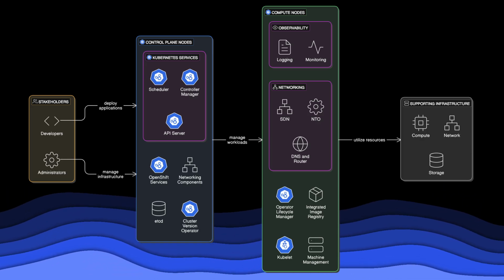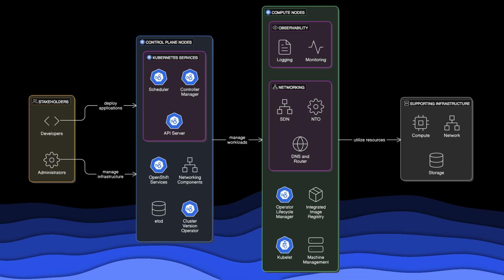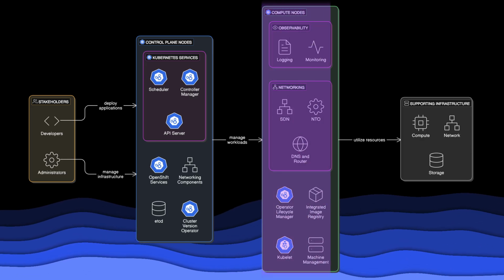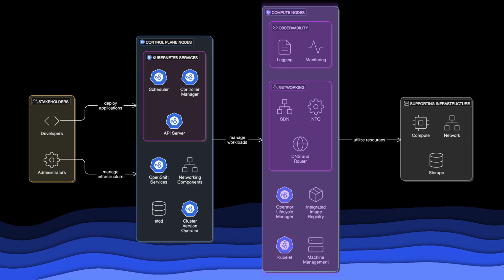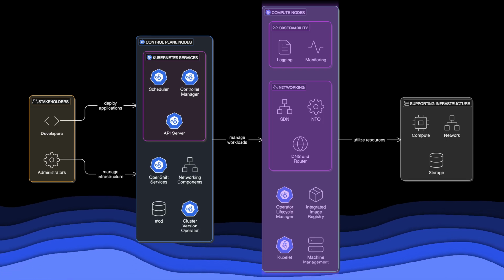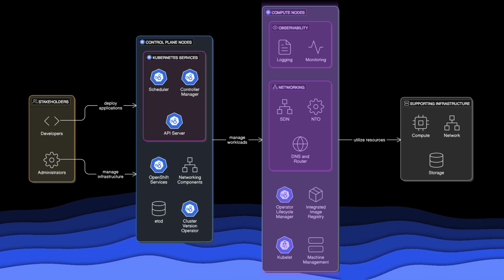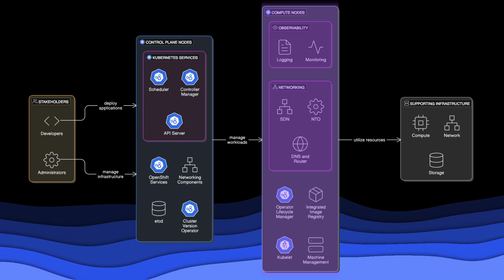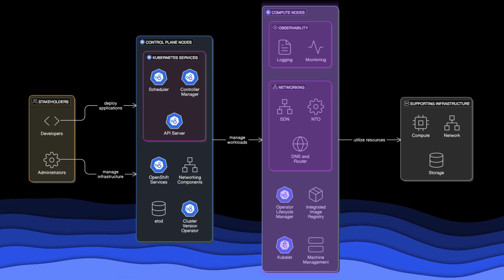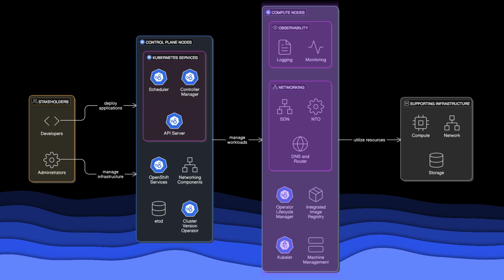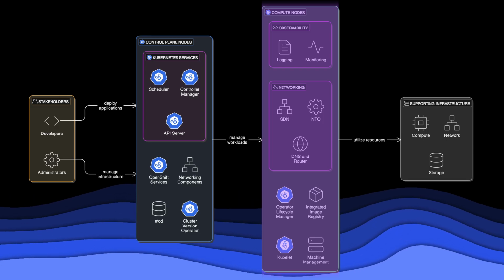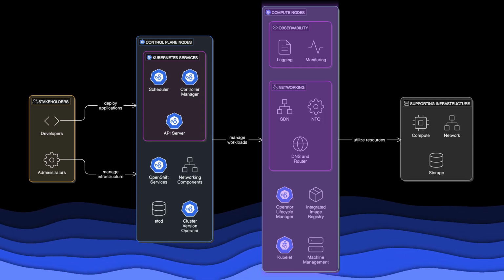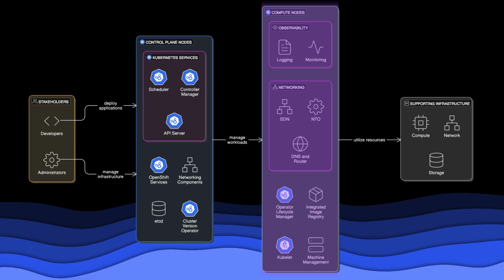Then I'm also seeing we have compute nodes. That's where the action happens. The control plane is making all the decisions, and the compute nodes are actually running the workloads. This is where the pods and the containers are running. You'll have multiple compute nodes in a cluster, and they're all talking to the control plane, getting instructions, and running the workloads.